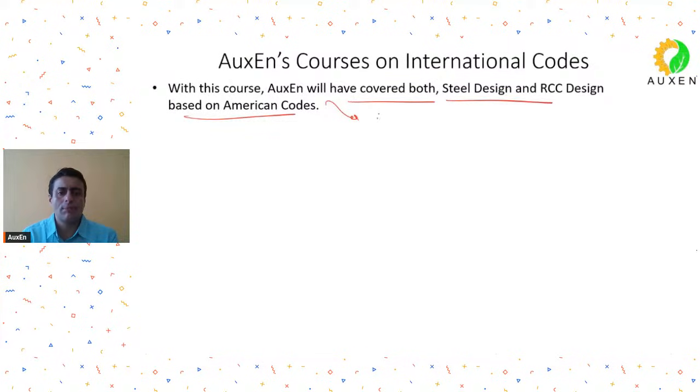So we just now completed a course on AISC codes, American Institute of Steel Construction. AISC brings up the steel design codes. So we just now covered the steel design course as per the AISC standards. Anyone wanting to learn that, that course is also available. And now with this, we are starting with the RCC design based on the ACI.